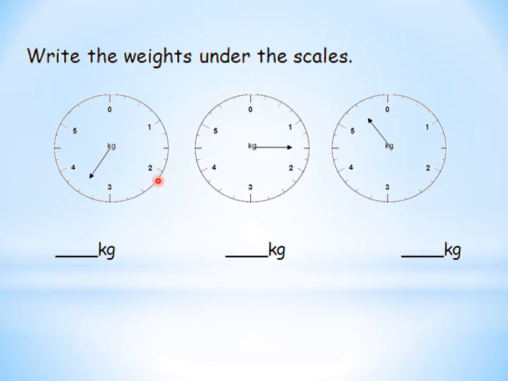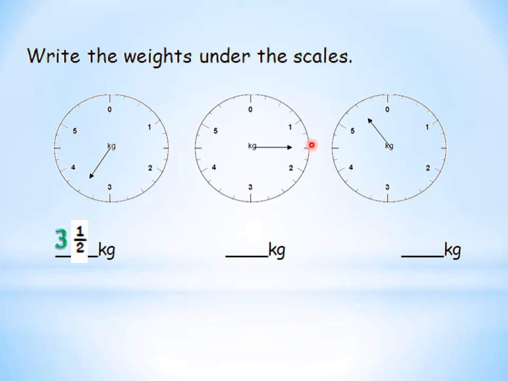This one, 2.5. What about this one the arrow is pointing to? What is it reading? Let's check. It is between the 3 and the 4, exactly in the middle. So it is 3.5, exactly. How do I write the half? Let's remember from the fractions. It's 1/2.